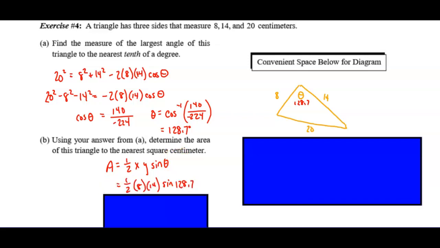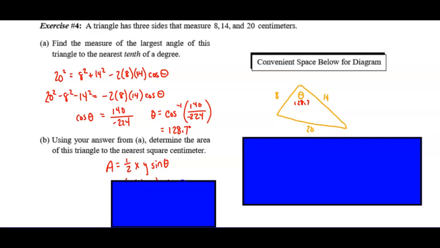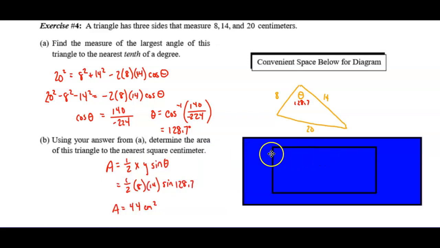And so 8 and 14 go in the x and y positions. The angle goes where the theta is. And we end up with 44 centimeters squared.